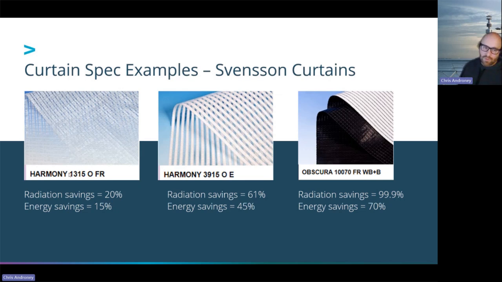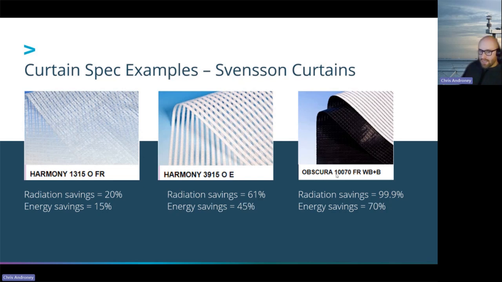So the Harmony 1315 OFR has a radiation savings of 20% and an energy savings of 15%. That would be a good example of a shading curtain. So we're saying when the shade's pulled, we get a radiation savings of 20% and an energy savings of 15%. For the Harmony 3915 OE, radiation savings of 61% and an energy savings of 45%. That'd be a good example of more of an energy curtain. It's blocking more light and saving a little bit more energy, giving us an extra layer of insulation.